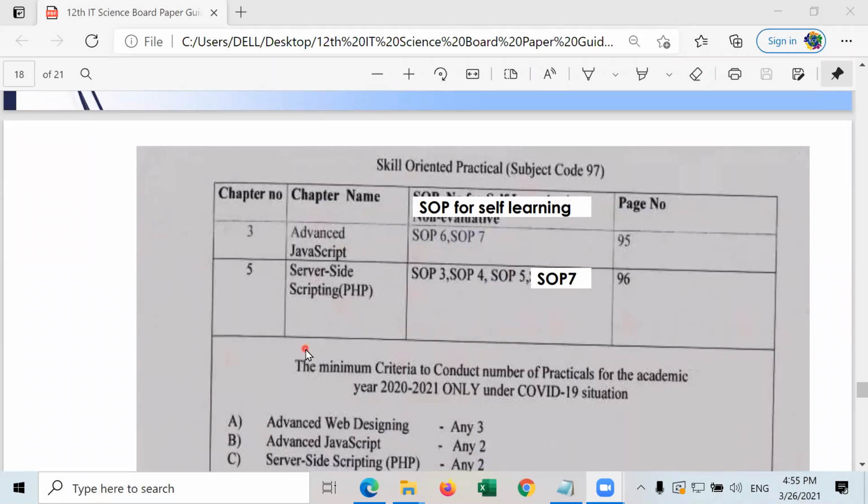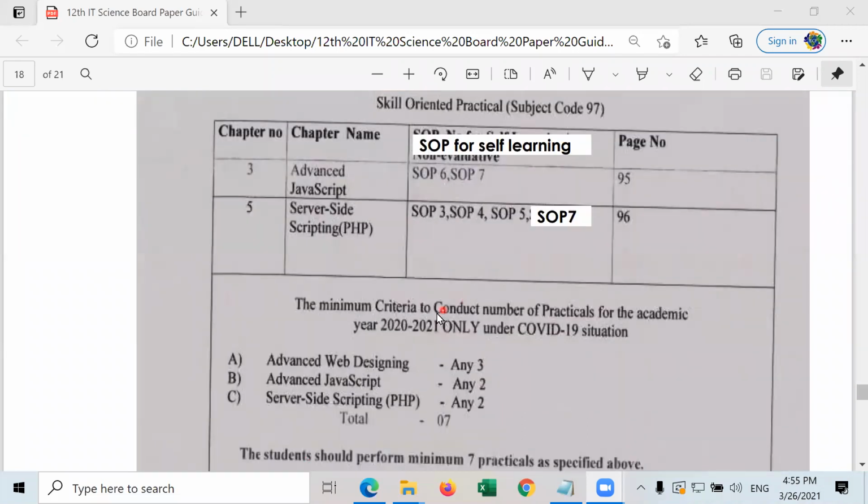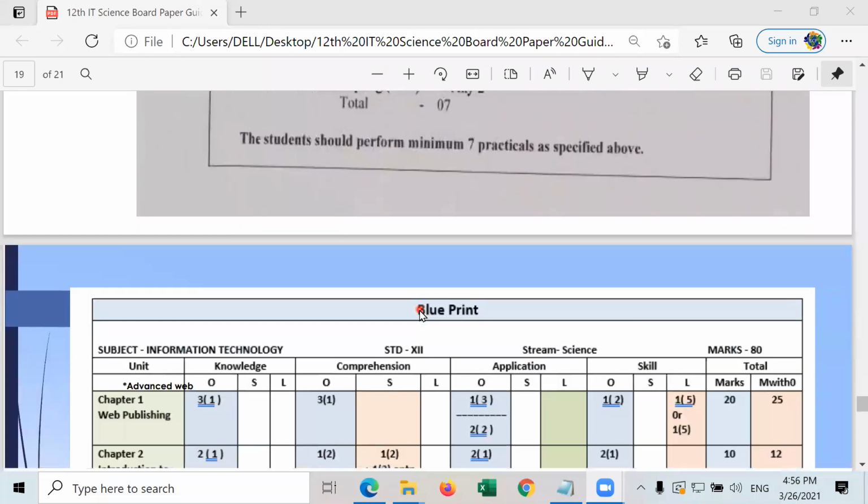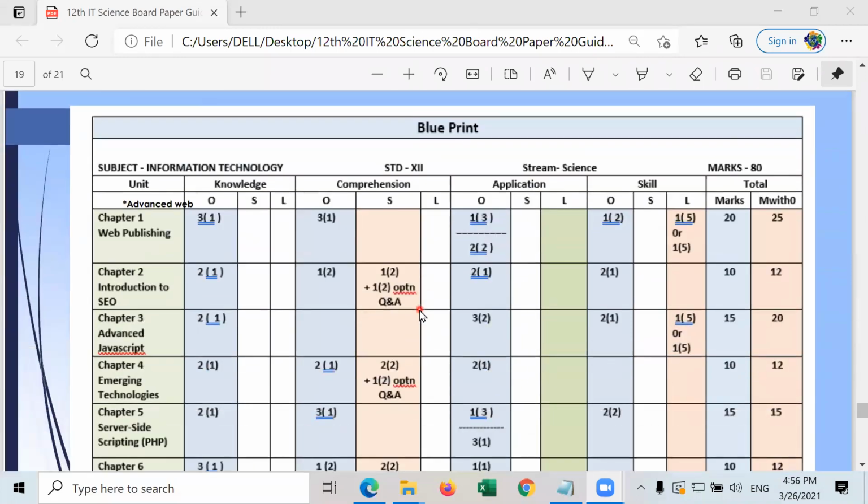Now this is the reduced syllabus for practicals. We have already performed 8 practicals, so I will not talk on this slide. This is the blueprint for your IT online exam. So you can go through it.